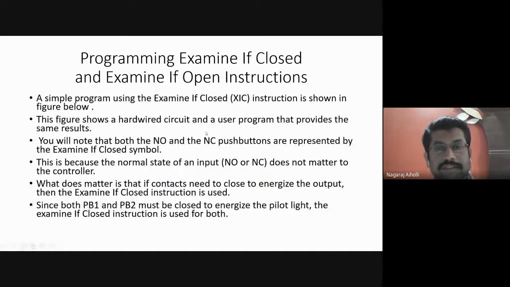The figure shows the hardwired circuit and the user program, that is, a ladder program written by the user. We will note here that both NO and NC push buttons are represented by the examine if closed symbol. NO means normally open, NC means normally closed. So both normally open and normally closed push buttons are represented by the examine if closed symbol. Why? This is because the normal state of an open input or normally closed input does not matter to the controller. To the PLC it does not matter whether it is a normally open switch or normally closed switch.